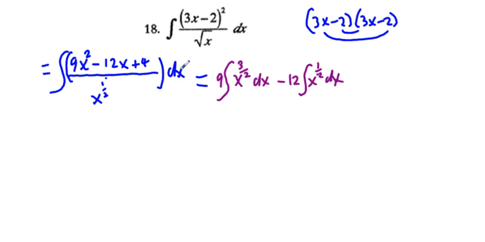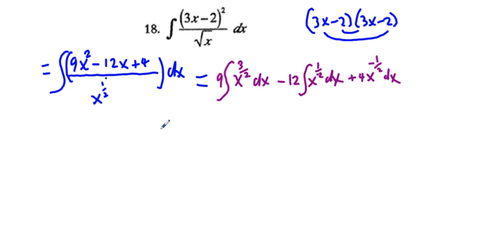And then we have plus 4 divided by x to the 1/2 power. So that's going to be 4x to the negative 1/2 power. When we bring this x to the 1/2 power up in the numerator, it becomes the negative 1/2 power dx. So now we have something we can work with, I hope.